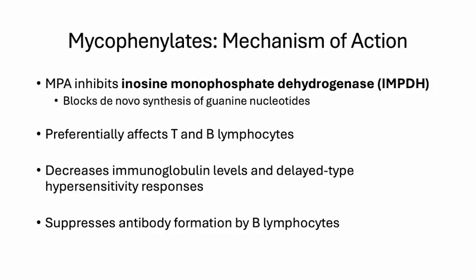The mechanism of action of MPA is quite specific. It selectively and non-competitively inhibits the enzyme inosine monophosphate dehydrogenase, or IMPDH. This inhibition effectively blocks the de novo synthesis of guanine nucleotides. This action preferentially affects T and B lymphocytes because these cells lack the purine salvage pathway and are dependent on de novo purine synthesis. As a result, MPA decreases immunoglobulin levels, suppresses delayed type hypersensitivity reactions, and inhibits antibody formation by B lymphocytes.